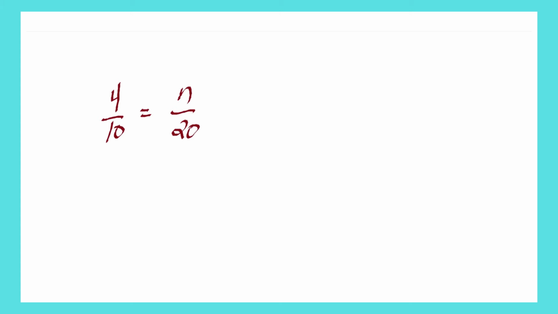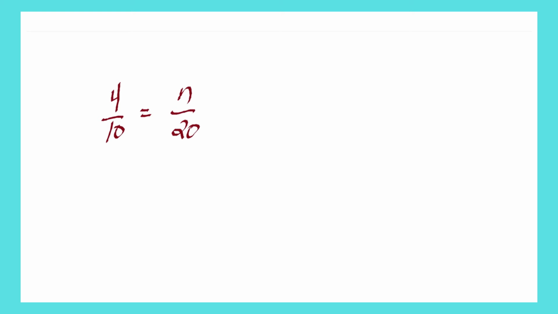As we go back to the definition of proportion, we are making proportion to establish an equivalent ratio. So in our case here, 4 over 10 is equal to n over 20. So this n over 20 is a proportional ratio of this 4 over 10. We just don't know exactly what is the value of that n. So that's what we are going to find out.